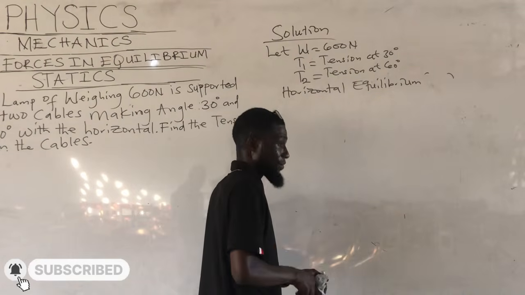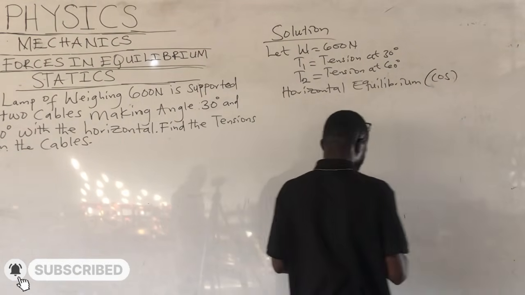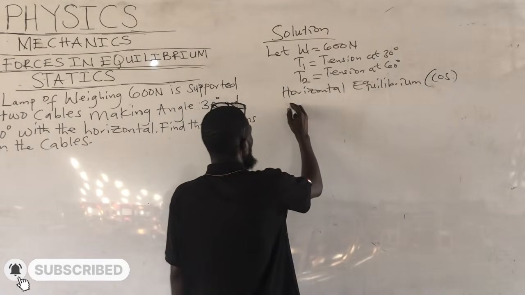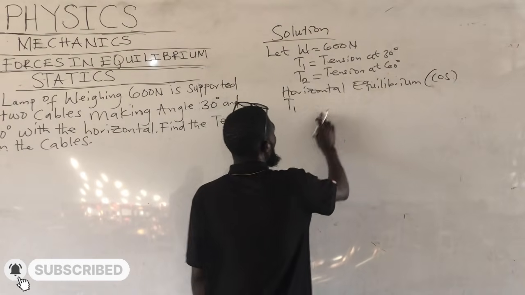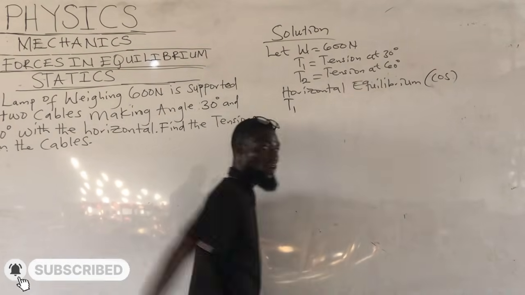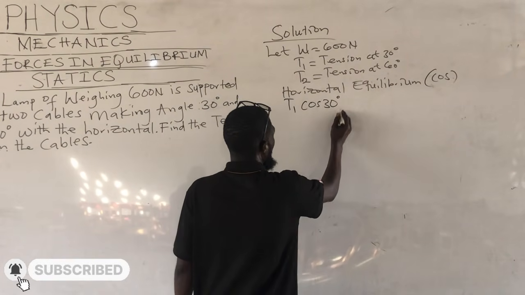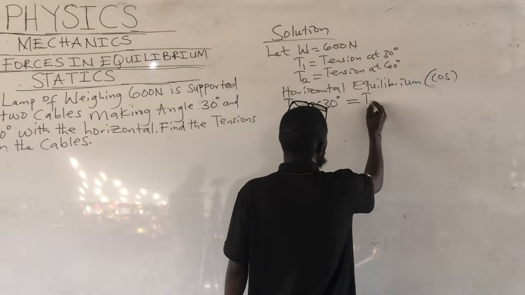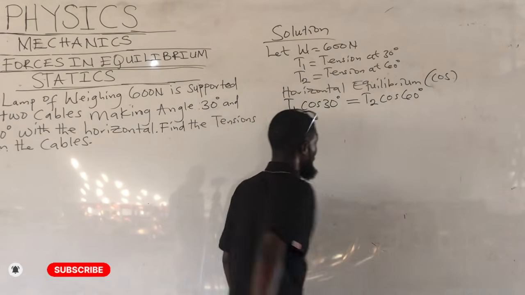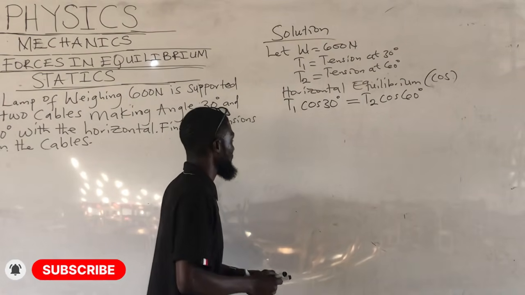On the horizontal equilibrium, we will be using one of the trigonometry ratios called cos to solve. So we say T1, the tension 1, at how many degrees? 30 degrees. But remember, we'll be using the cos value to solve. So we say T1 cos 30 degrees will be equal to T2, the same cos, how many degrees? 60 degrees. So T1 cos 30 degrees equals T2 cos 60 degrees.